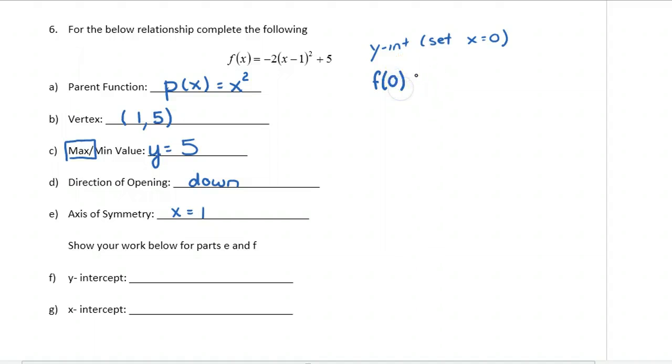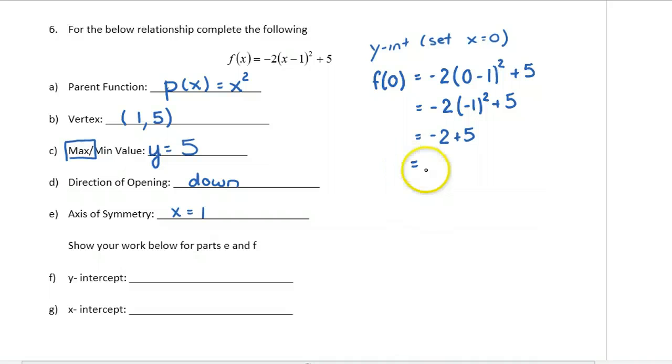So the function evaluated at 0, or the y value when x is 0, is -2 times (0 - 1)² + 5, which is -2 times (-1)² + 5. (-1)² is 1. 1 times -2 is -2, plus 5, which is +3. So we have a y-intercept at (0, -3).